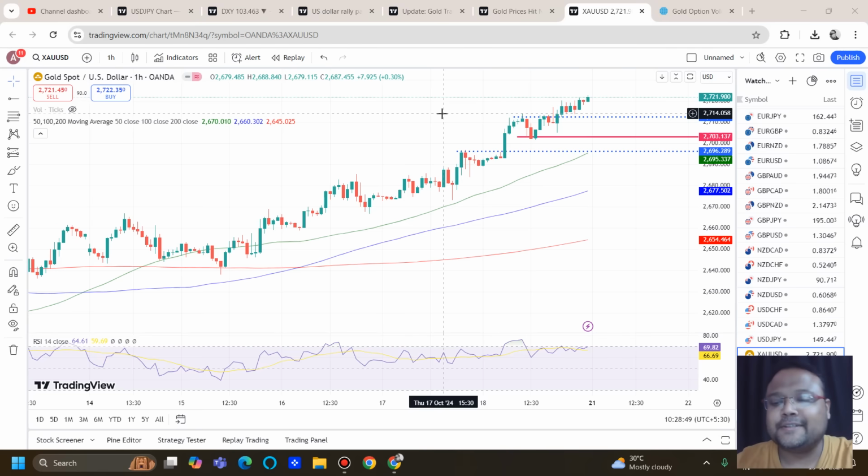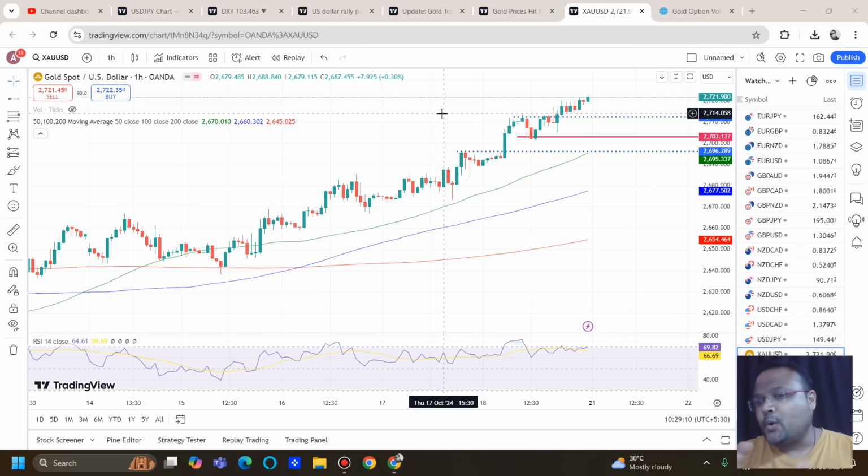So let's get started. So my dear friends, this is the hourly chart of gold in front of us. And yes, gold is flying. Gold is heading towards 2750, maybe 2800. If you have any wild numbers in your head right now, like 2800, 2900, yes, it seems that everything is possible for gold right now.